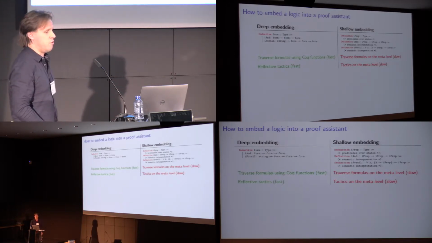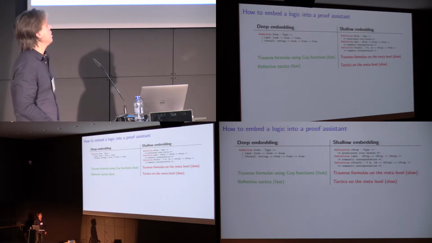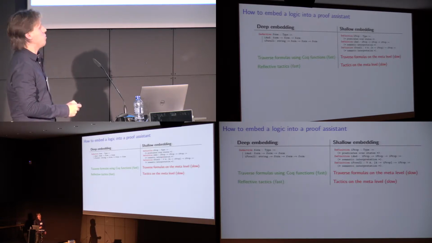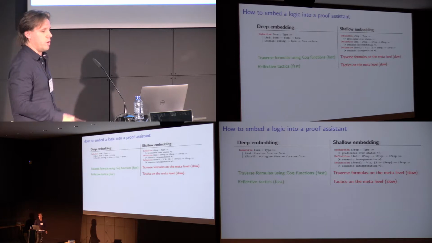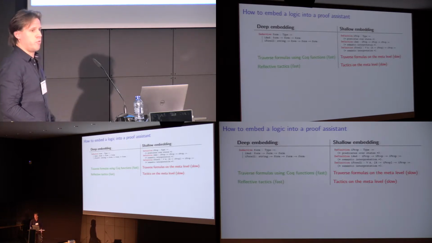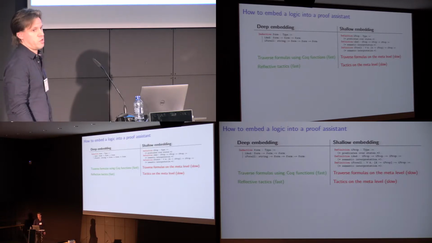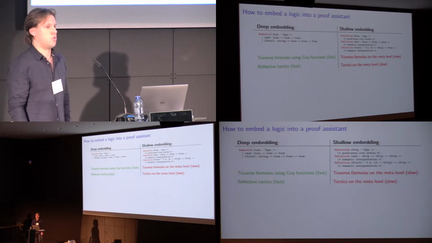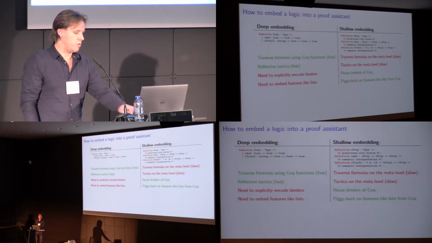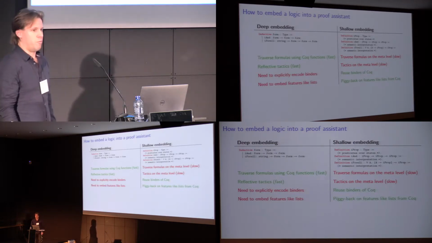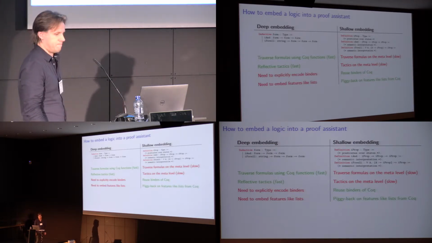On the other hand, in a shallow embedding, that all gets much more tricky, because all these things are semantic objects, so it's not just an inductive data type for your formulas, but you can traverse these formulas on the meta level, and you can do manipulations there using tactics. But it's generally much slower. So why not do a deep embedding? Well, obviously, because there is a trade-off.